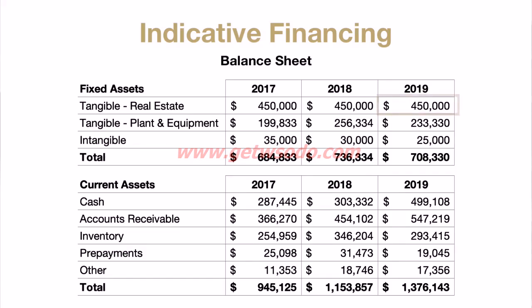So the real estate, which is owned by the business, is $450,000. And typically that could be financed at around 70%, which would generate about $315,000 for the deal. We also have some plant and equipment at $233,330. This reduces year on year typically as plant and equipment assets depreciate in value. You write them off through the income statement. And we could typically raise about 50% on that depreciated value, which in our case would be about $117,000 in this deal.